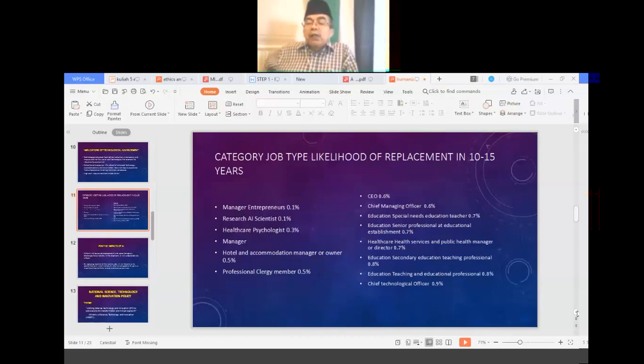CEO also the same. Chief Managing Officer, CMO, also the same. Same also education, special needs education teacher. Meaning in the field of education, nowadays, when we are facing the pandemic, this is the beginning of the end of the face-to-face classes. Later on, those who would like to be a student at UTM, no more coming to UTM probably except in 1 or 2 semesters only.